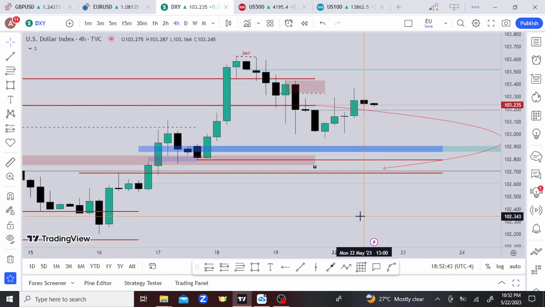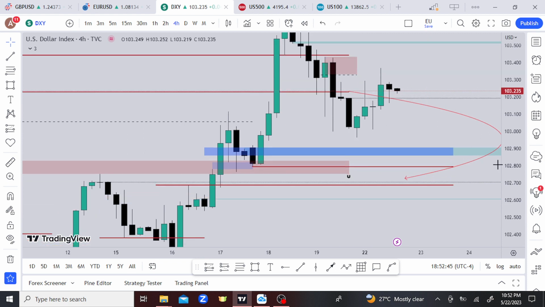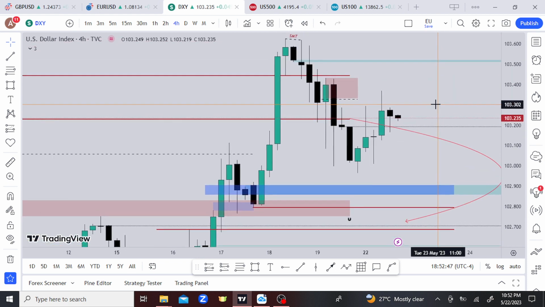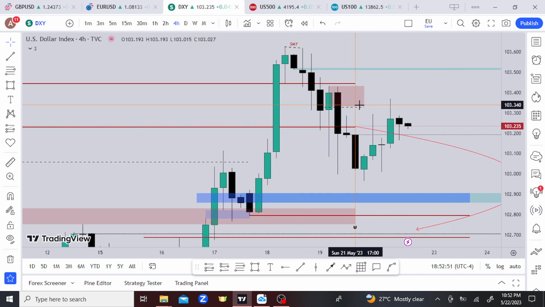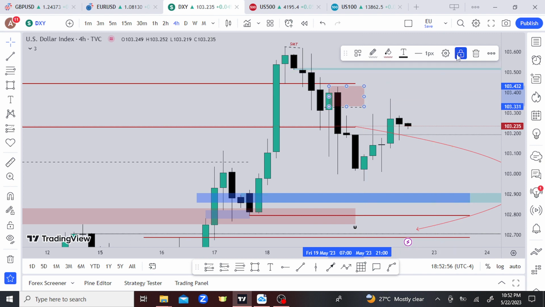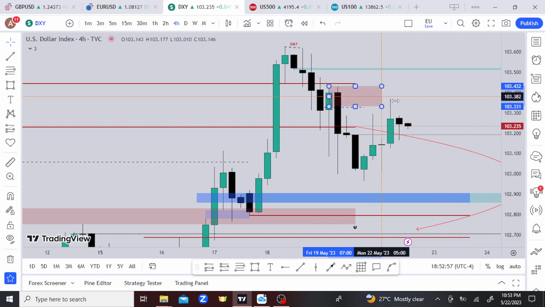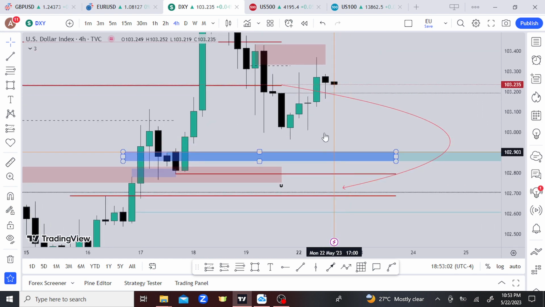On the 4-hour, as you can see, price is showing some bearish momentum. So right now price is trying to respect this order block on the 4-hour, and I would like to see price use it as resistance to come down to these daily levels.